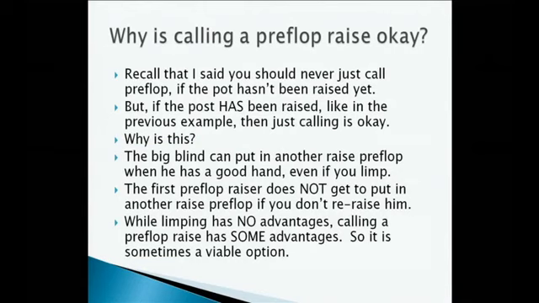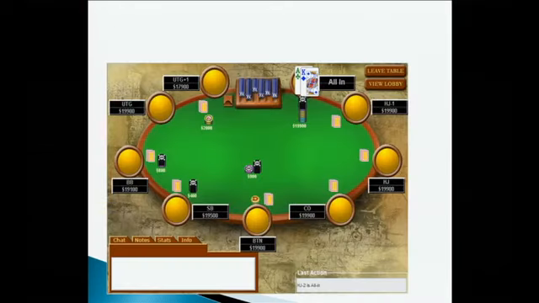The reason why in the first case there's no real advantage to not raising, like just calling, is because the big blind, if they have a good hand, can still raise anyway. So it doesn't matter. But in this case, there is a huge incentive to not re-raise, right? What is the huge incentive here?